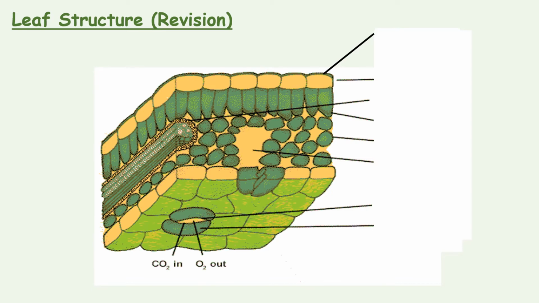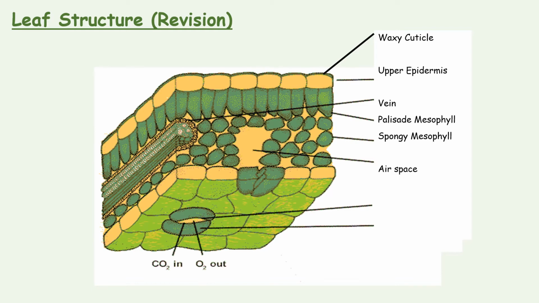So the answers is, the first part is the waxy cuticle, then you've got the upper epidermis, then the leaf vein, which is made up of your xylem and your phloem. Then you've got your palisade mesophyll layer, you've got your spongy mesophyll layer, you've got an air space in your spongy mesophyll layer, you've got your stomata, you've got your guard cells. So obviously your stomata is your pore, and then you would also have your lower epidermis.